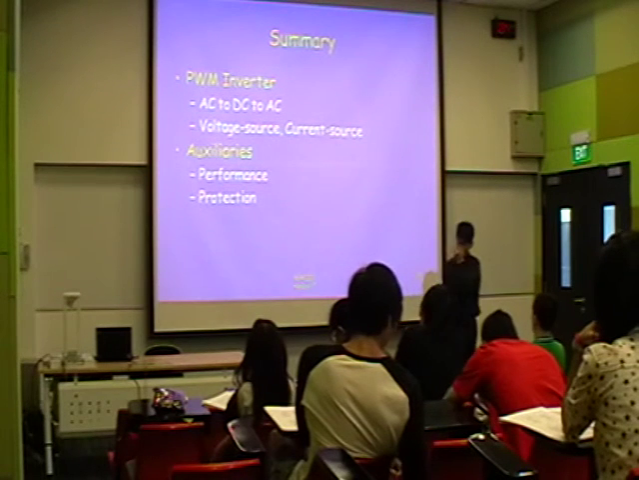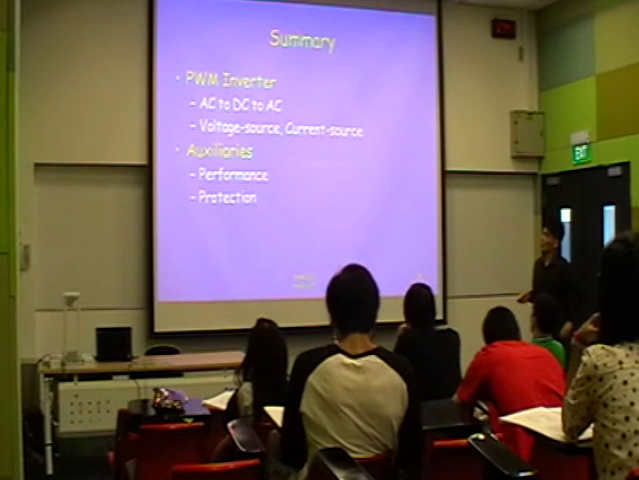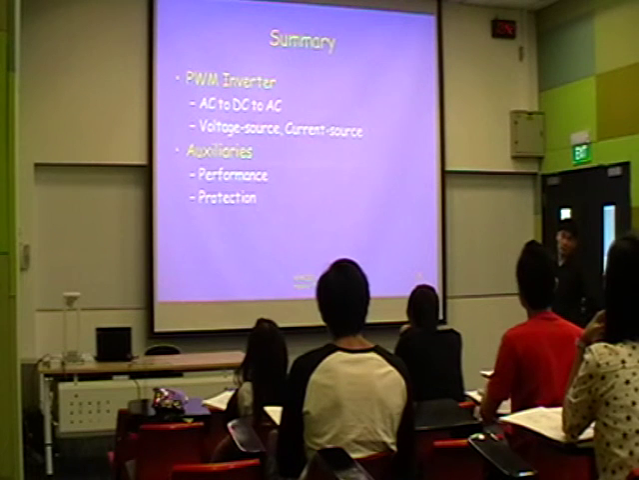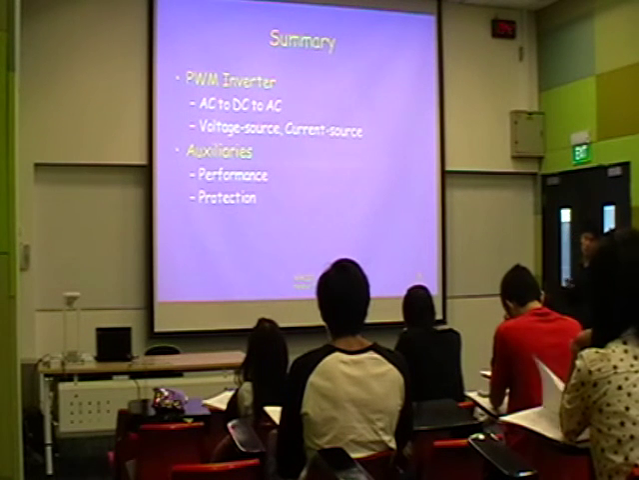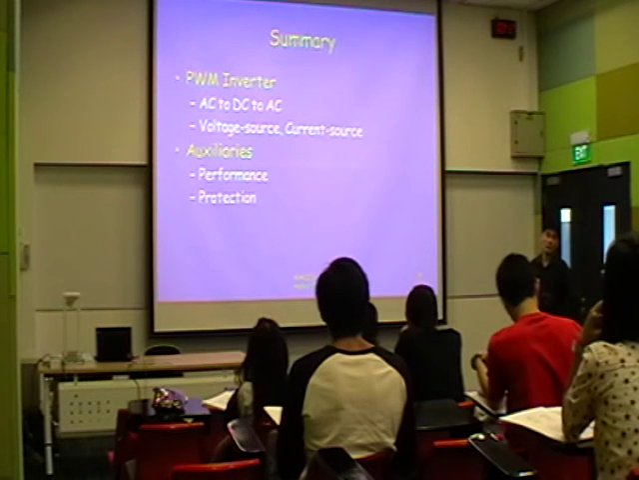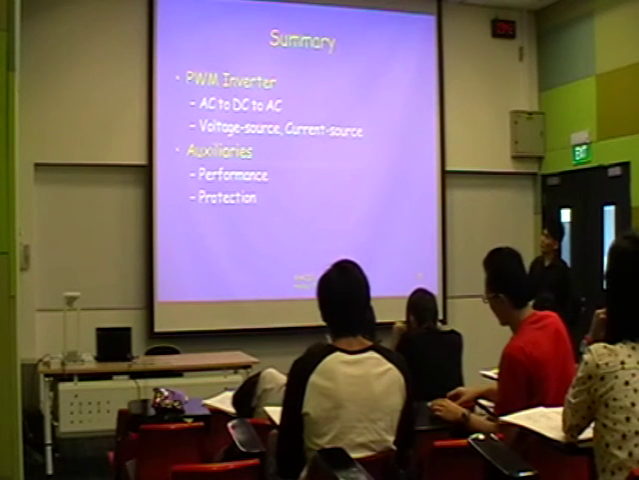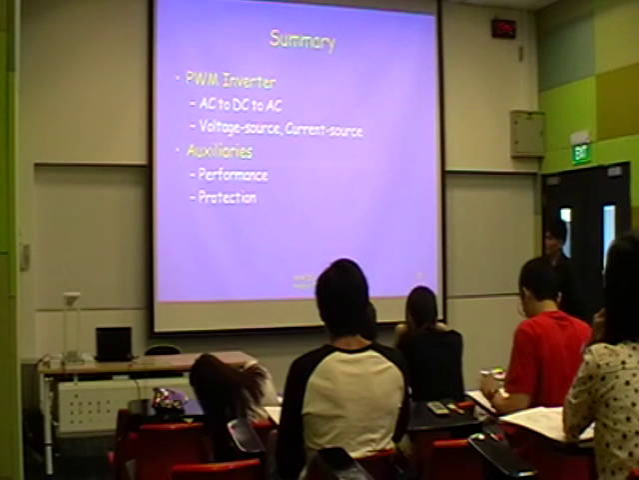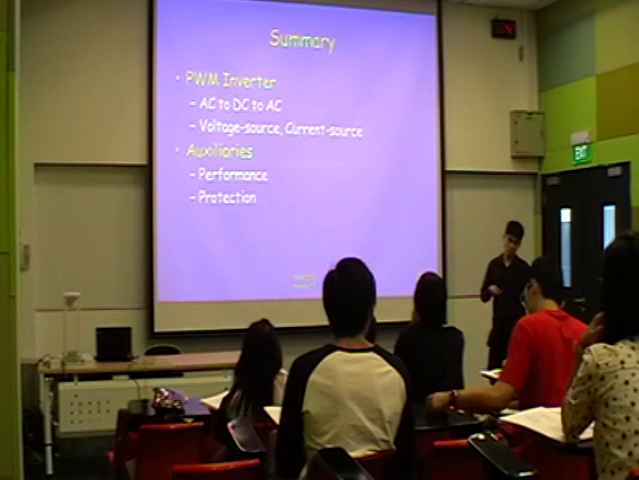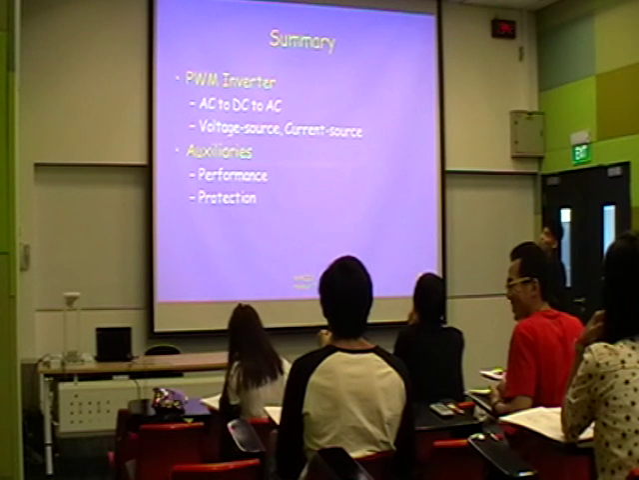This is just a summary of what we have learned for the first half. I will give you a break after this, and later I will show you some catalogs, to give you ideas about what we have learned in power electronics and why you need to learn it. I went through the PWM inverters, some of the performance such as the thermal side, and lastly the protection.